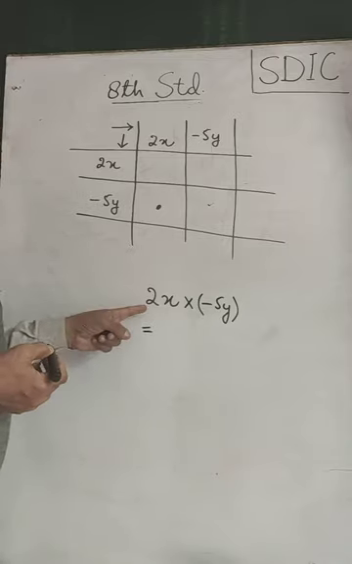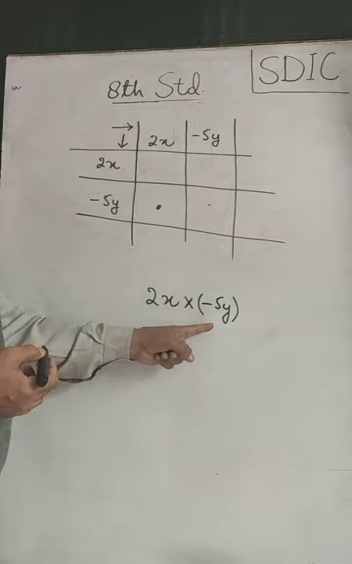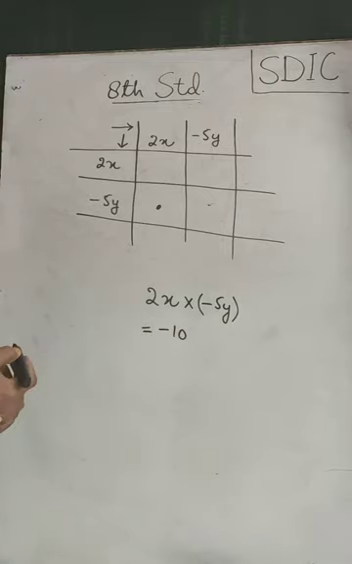You have to first multiply coefficient by coefficient. The coefficient here is 2, the coefficient here is minus 5. The product will be minus 10. 2 fives are 10, plus times minus is minus. So the product is minus 10.